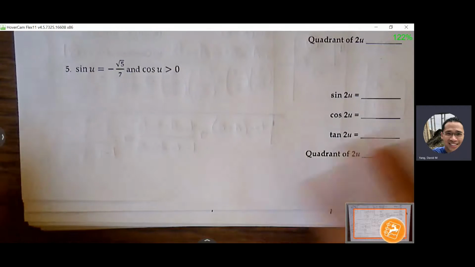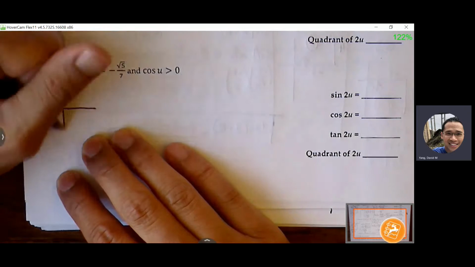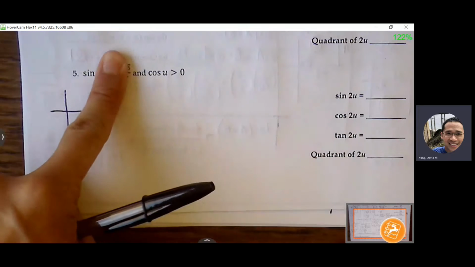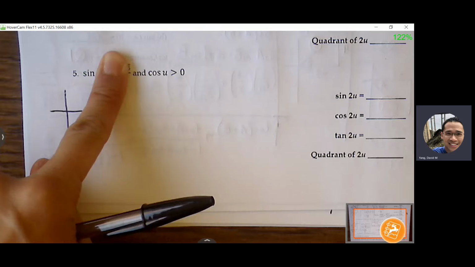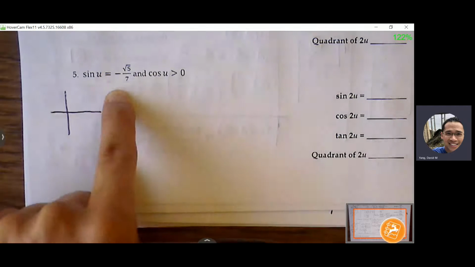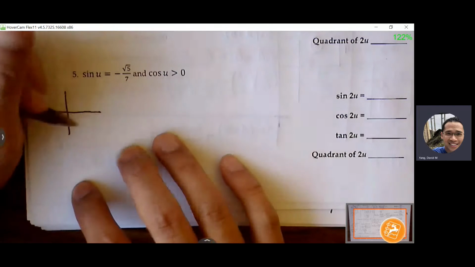Okay, so let me start from scratch here for number 5. You guys good with fourth quadrant? Even if you're just looking at cosine being greater than zero, you're not quite sure. It could be first, could be fourth quadrant. But the fact that sine is negative and cosine is positive narrows down the option. We're dealing with the fourth quadrant.